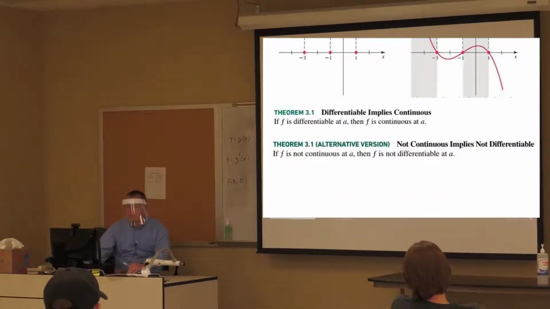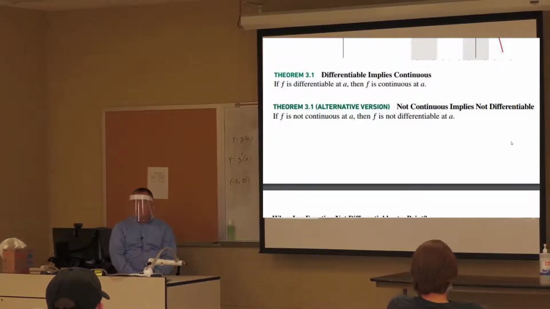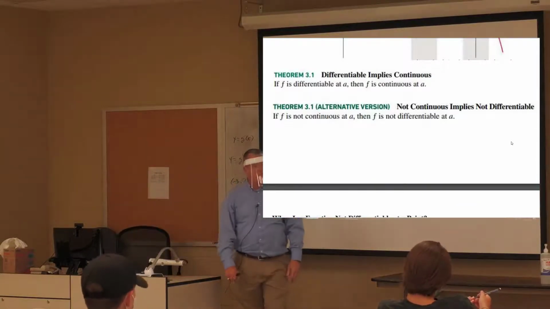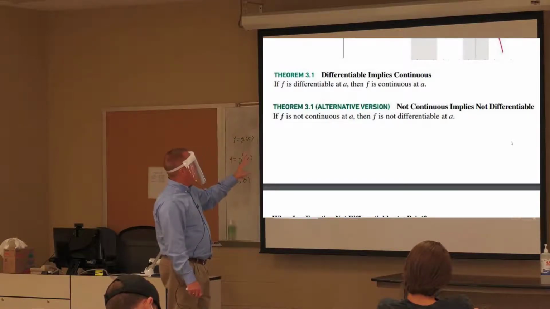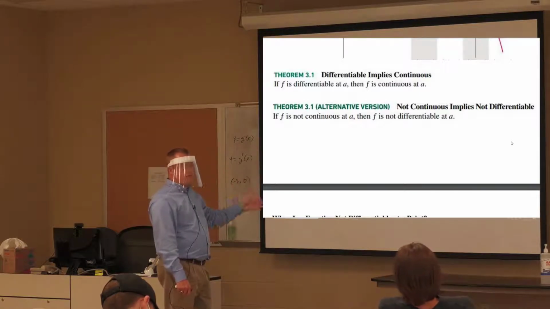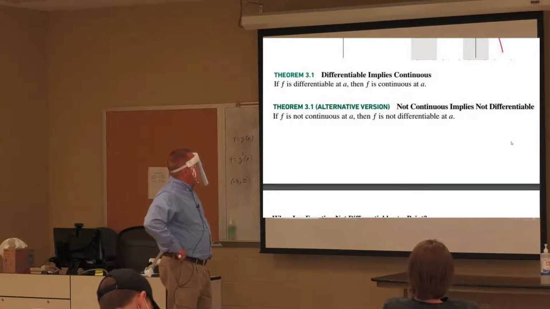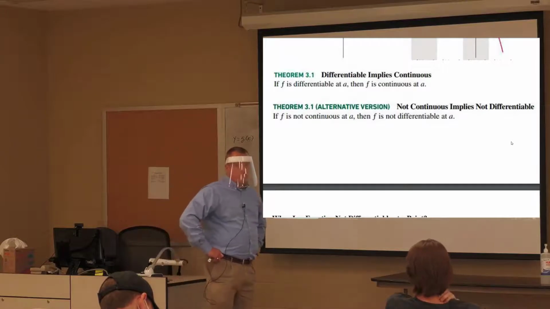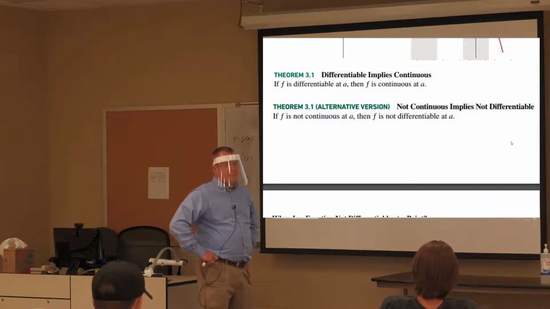All right, let's see. A few theorems here, and these are very important. Differentiable implies continuous. Notice it says if f is differentiable at a, then f is continuous at a. So we talked about continuity before, right? How the graph is continuous or not. If it is differentiable, then it is continuous. Does that mean that if it is continuous, that it is differentiable? No, if-then statements do not work that way.